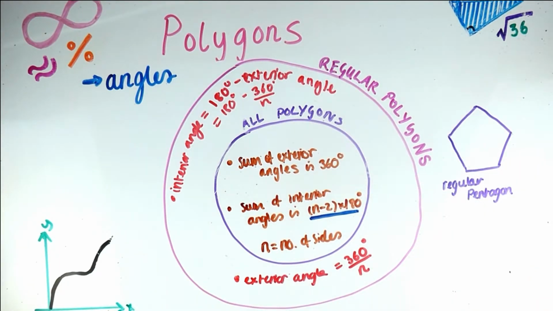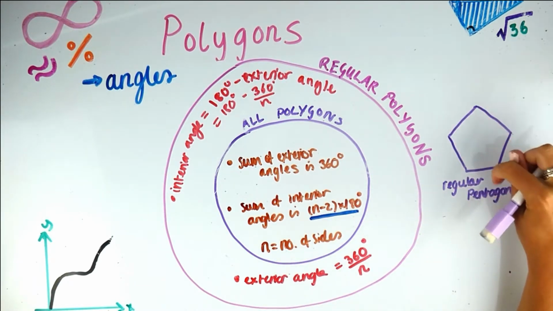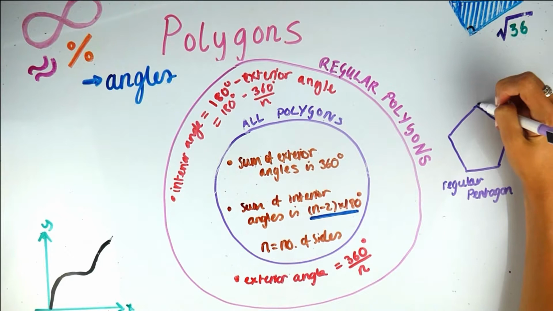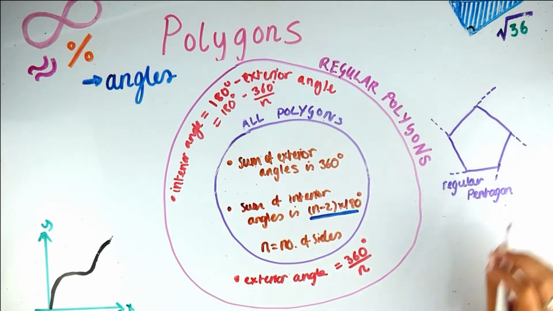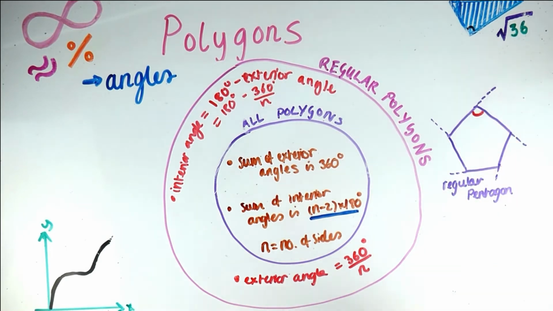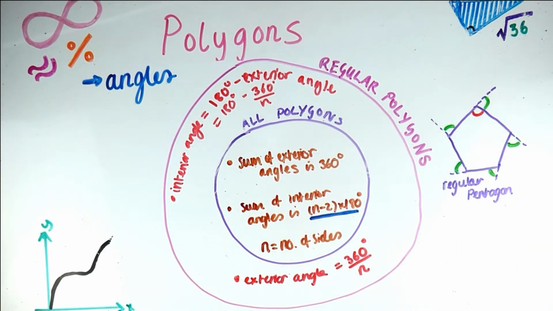So here is a regular pentagon, which means all of these lines are the same size and all of the interior angles are too, even if it's not drawn accurately. So let's add on our exterior angles. So these are our interiors and these are our exteriors. These are our exterior angles, and it says exterior angle equals 360 divided by n.